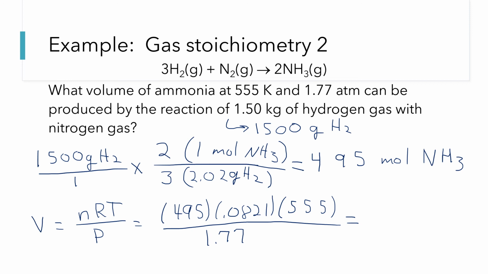And then if I run this in my calculator, I've got 495 times 0.0821 times 555 divided by 1.77. And that gives me a really big volume, but that's a lot of stuff reacting. I'm going to have 12,744. The answer is going to be in liters. Looks like I can keep about 3 significant figures, so that's going to be about 12,700 liters.